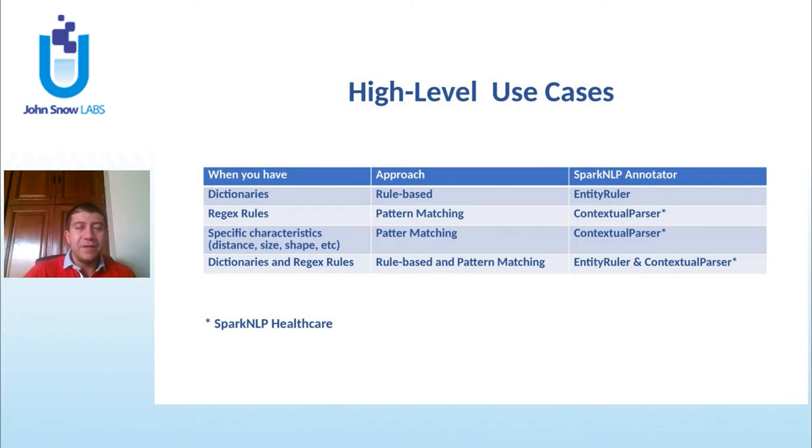So, thinking on high-level use cases, both techniques are used when we want to retrieve meaningful information to be highlighted or replaced. For example, when we have dictionaries, we can use a rule-based approach. When we have regex rules, we can use pattern matching. When you have specific characteristics like distance, size, shapes, we also use pattern matching. So if we have dictionaries and regular expression rules, we can use both techniques, rule-based and pattern matching. As you can see, in Spark NLP we have annotators with these features, entity ruler and contextual parser, so you can use them for your particular use case. Please bear in mind that contextual parser is only available in Spark NLP for healthcare, which is the commercial version of the Spark NLP API. Now, let's take a look at one of them in more detail.